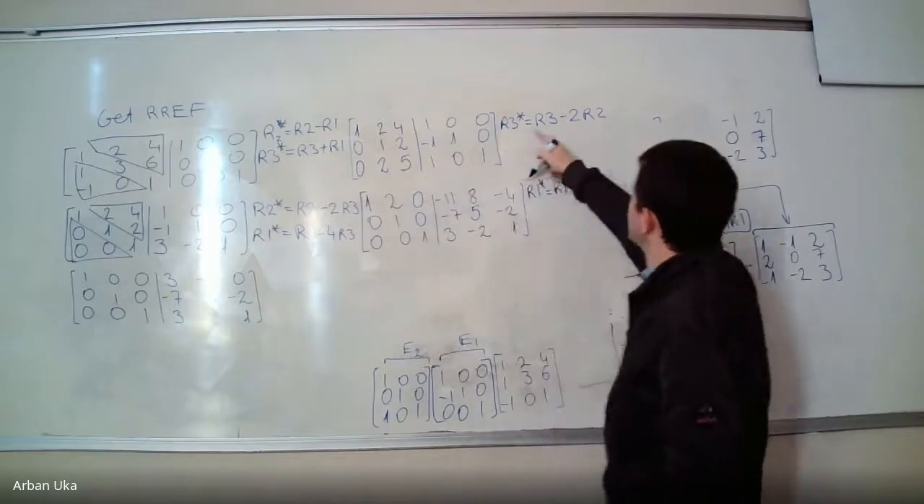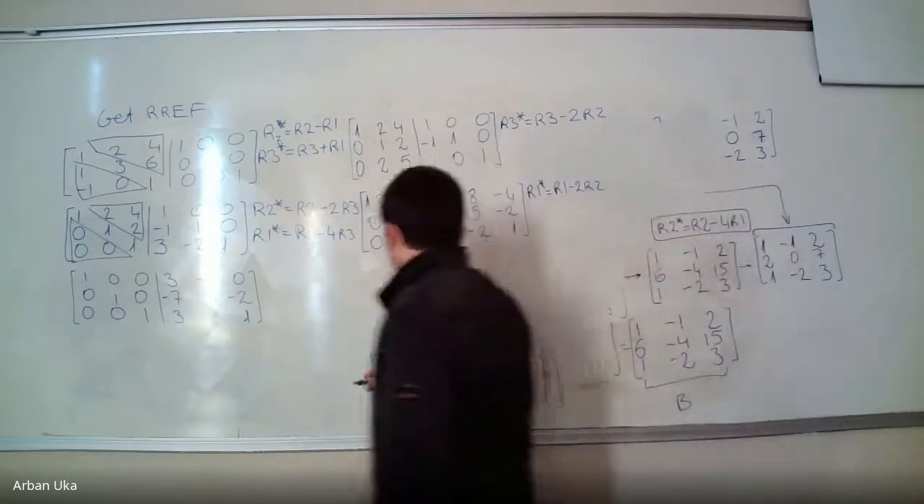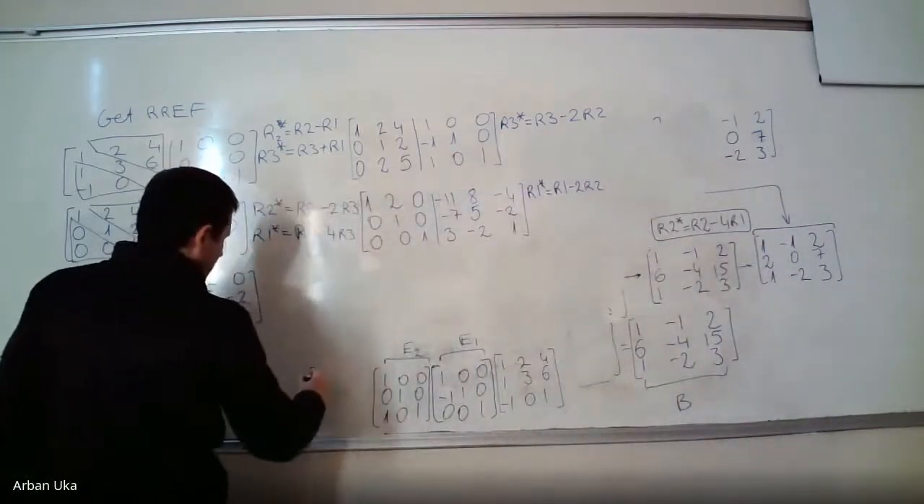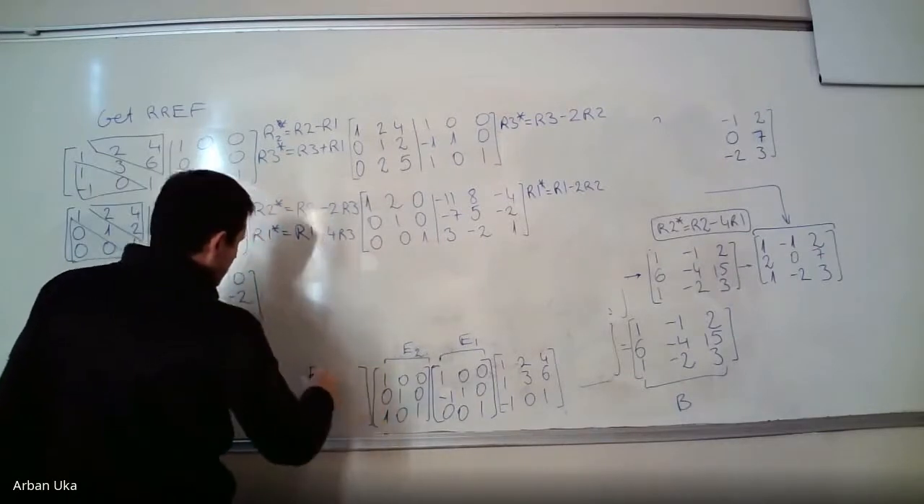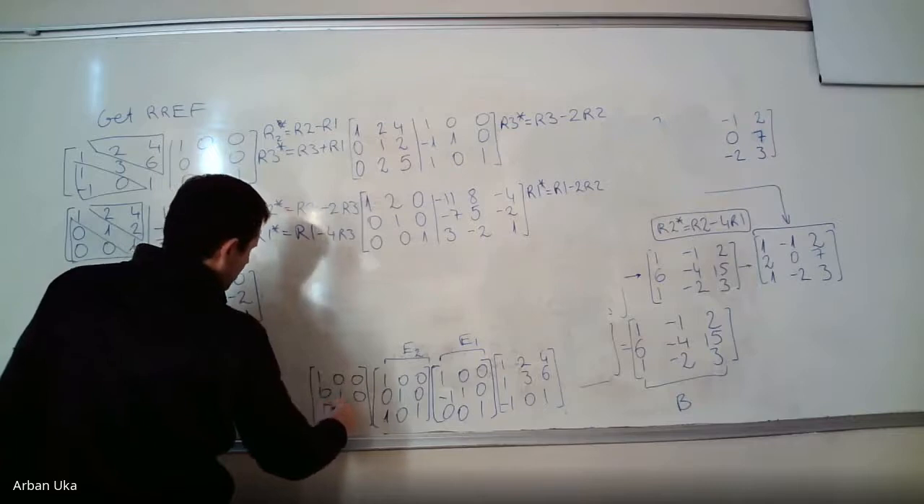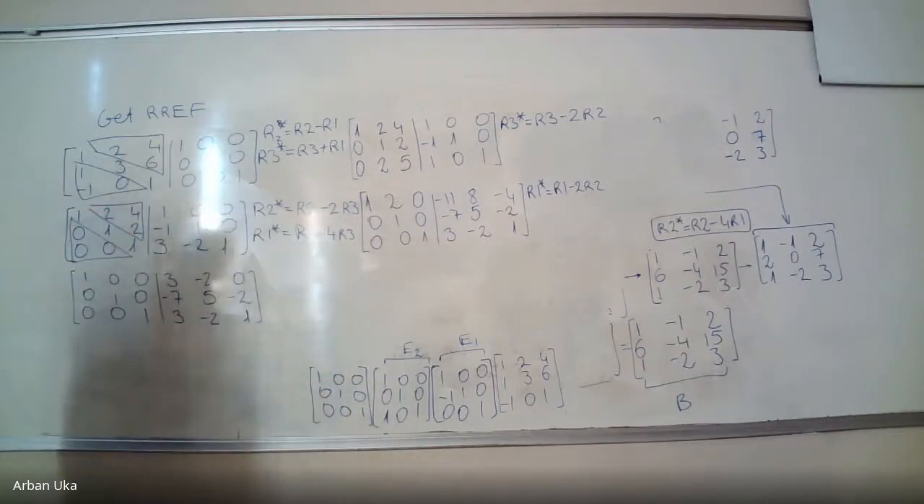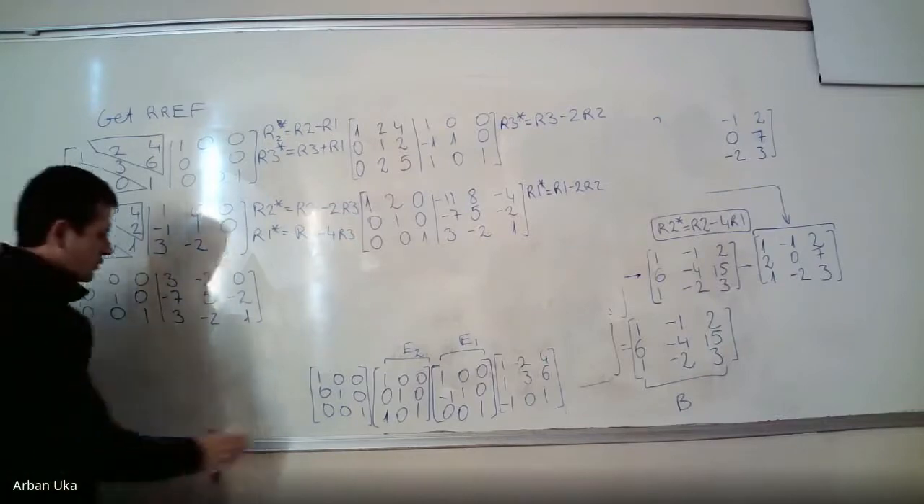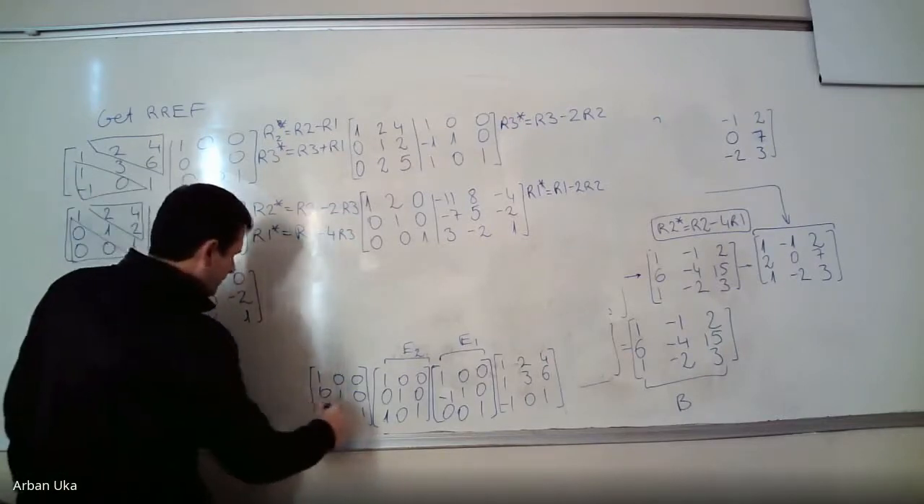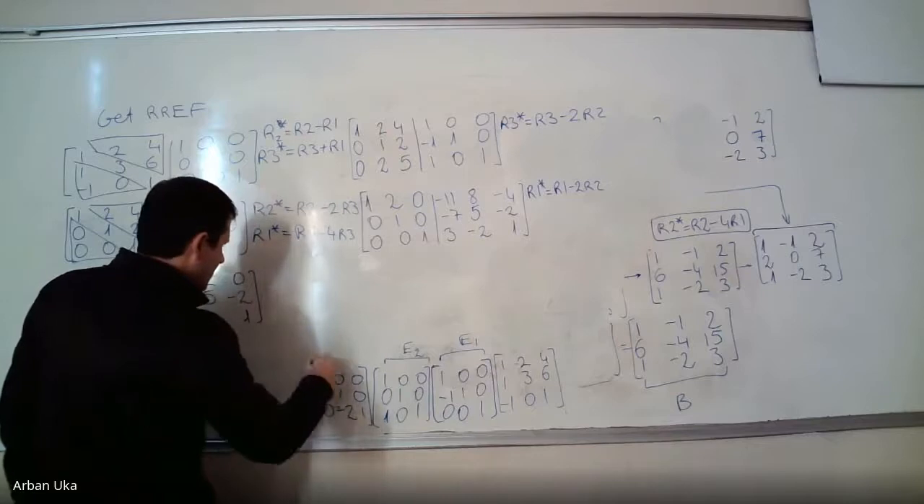And then we say row 3 is equal to row 3 minus 2 row 2. This means that we can get another identity matrix, which is 1, 0, 0, 0, 1, 0, 0, 0, 1. And again, let's have a look. That is row 3 minus 2 row 2. Row 3 minus 2 row 2, we just get a minus 2 here. This is row 3.